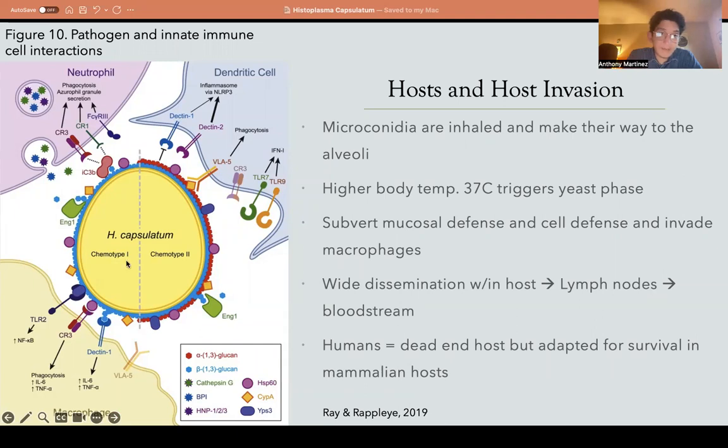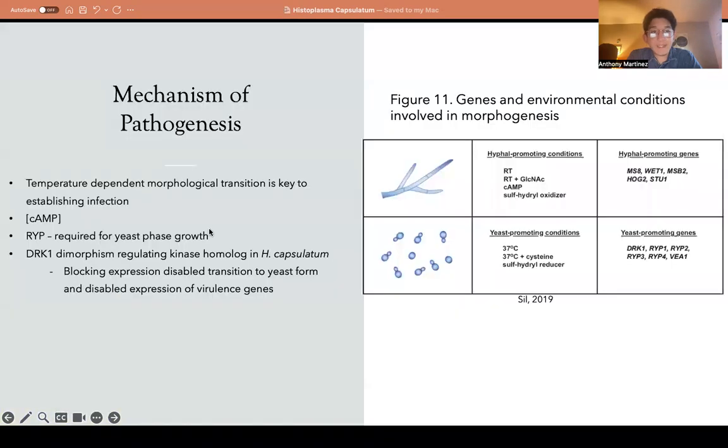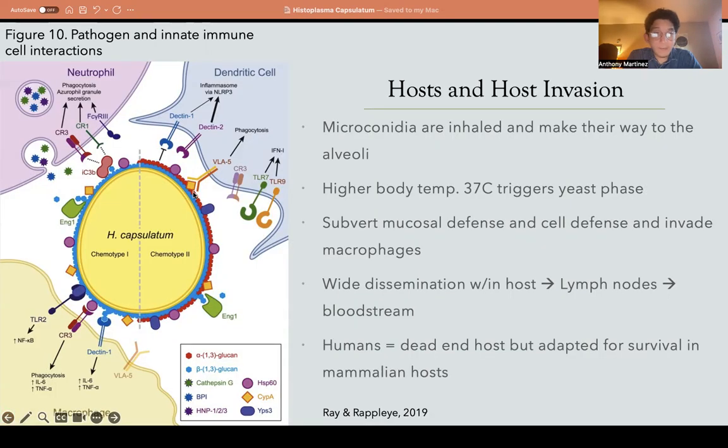And then you can see in chemotype 2, this outer layer of red, which is alpha-1,3 glucan, right over the beta glucan. That actually prevents TLR recognition of the beta glucan, which I think is pretty interesting. And then you can also see here VLA5 interacting with CYPA on the organism itself, and that is what mediates communication interactions between the dendritic cell and H. capsulatum here.